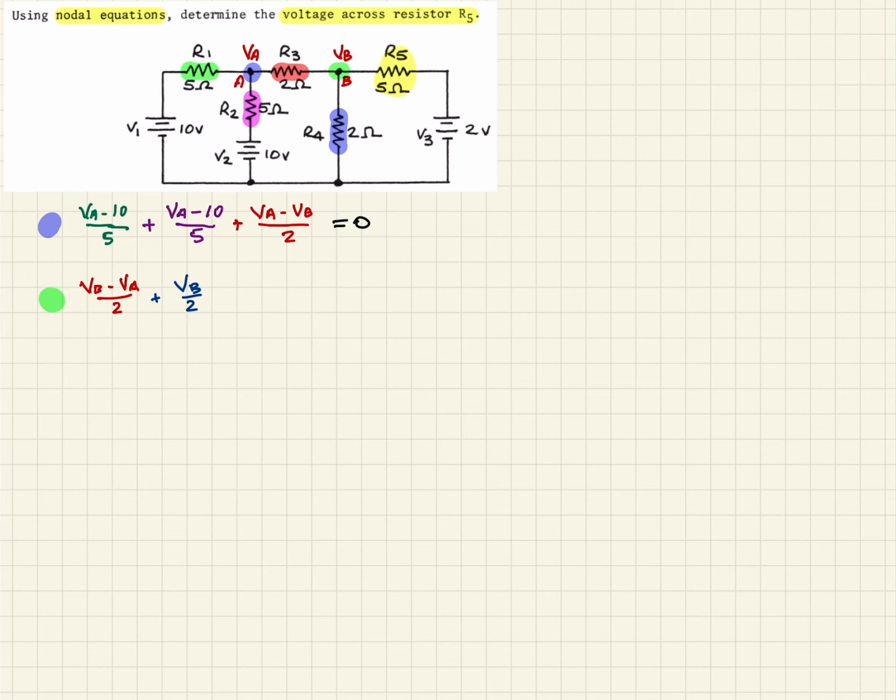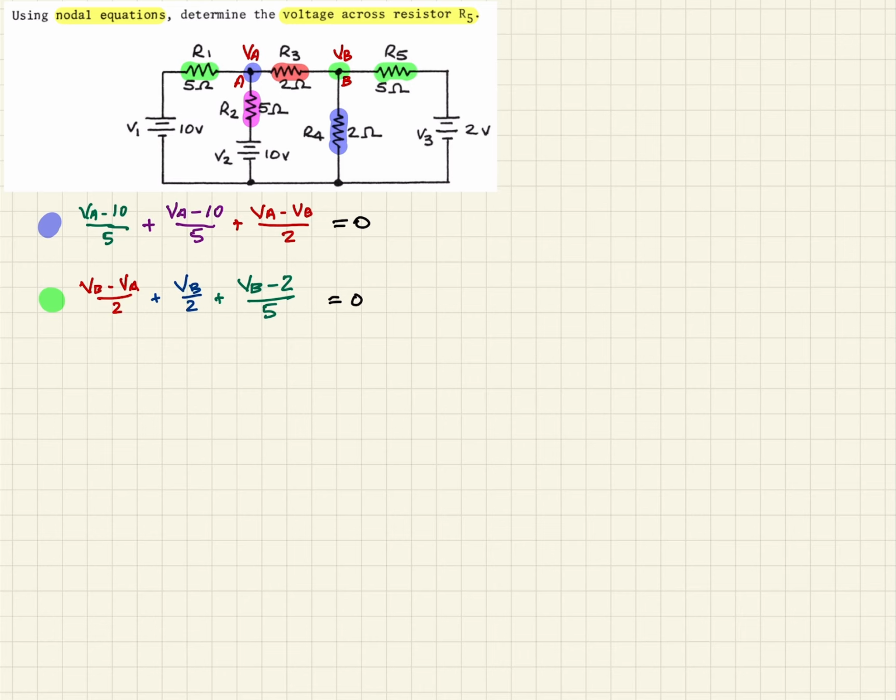And then finally, I've got it highlighted in yellow, but I want to do a different color here. Let's put this one in green, for R5. That one's going to be VB minus V3, which is 2 volts, over R5, which is 5. And so that's all of the branches going in and out of that node, so we should be able to set that also equal to 0.